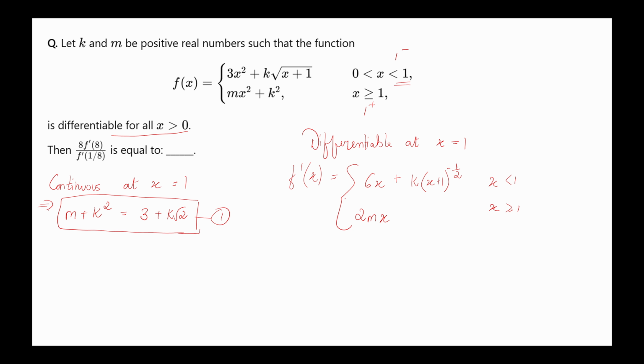Now for this function to be differentiable at 1, f dash of 1 minus and f dash of 1 plus should be the same. So here what I'm going to say is my 6 plus, if I put x is equal to 1 in both these functions, I'm going to get k by root 2. This value should be equal to 2m. I hope I've done it correctly.